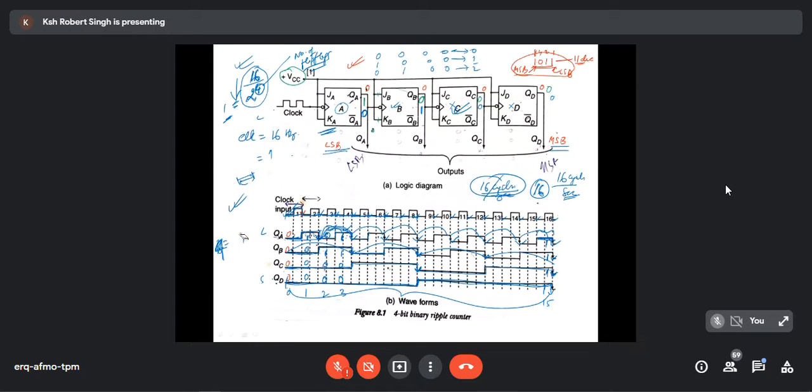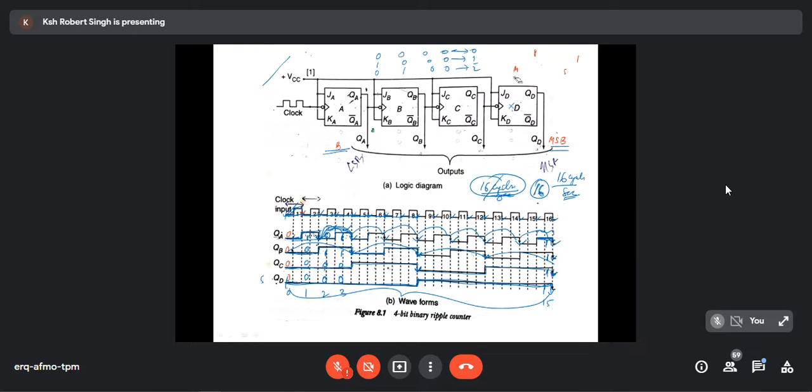Now, let us come to the circuit and try to understand at least 1 or 2 cycles, how it looks and how it works. In the waveform it is very easy: we simply draw the clock pulse and say the output of one will be the clock for the other, and we keep doing that. It is very simple. Now let us check how it behaves in the exact circuit.